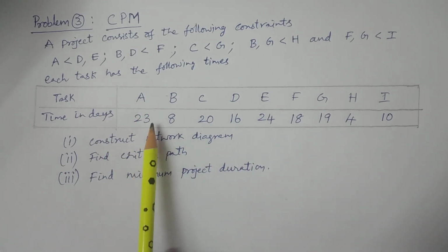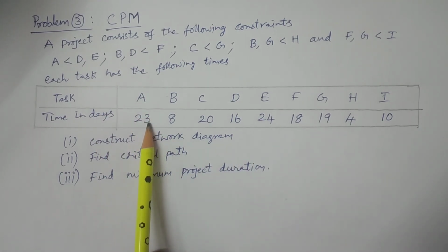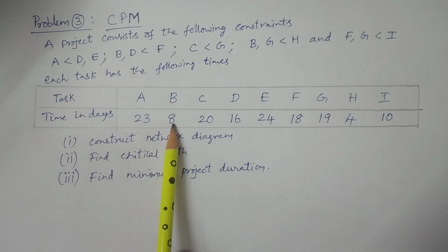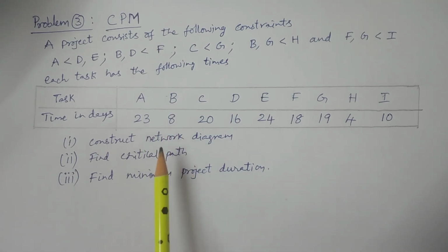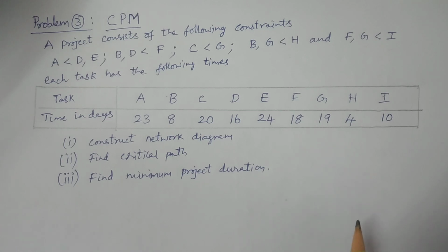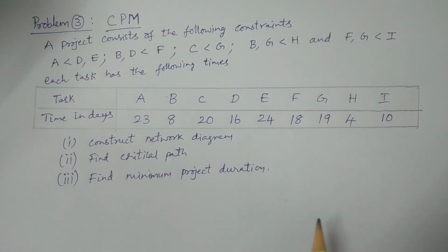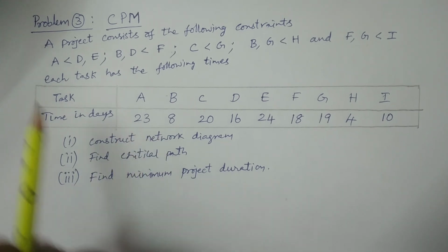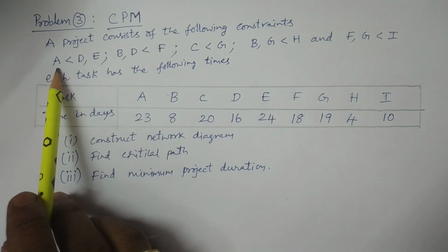A is to be completed in 23 days. B is to be completed in 8 days. Like that, the total number of days is given for each and every task. In this, what is this kind of relation?